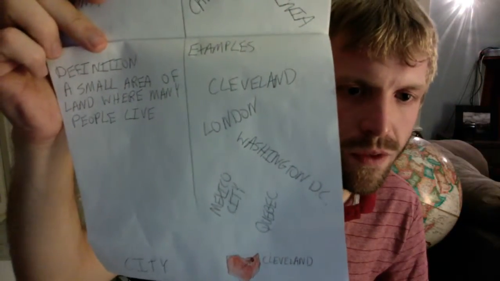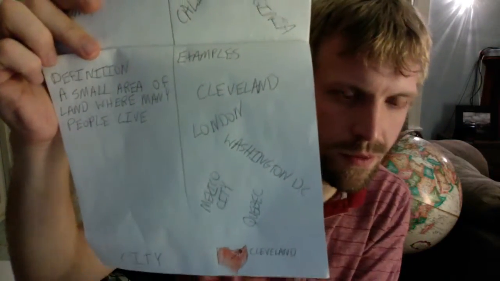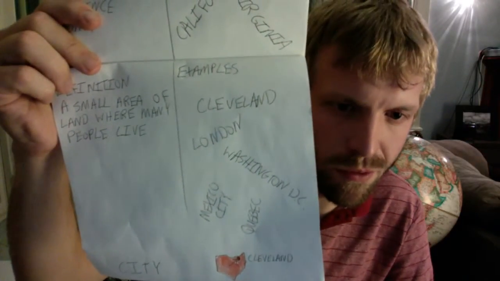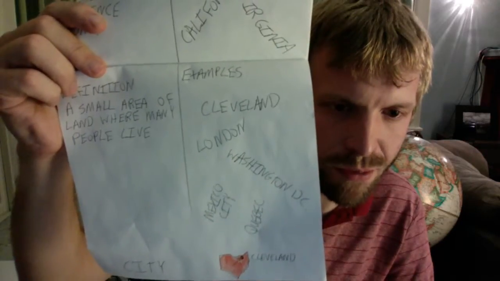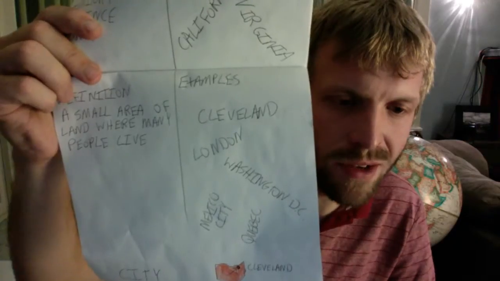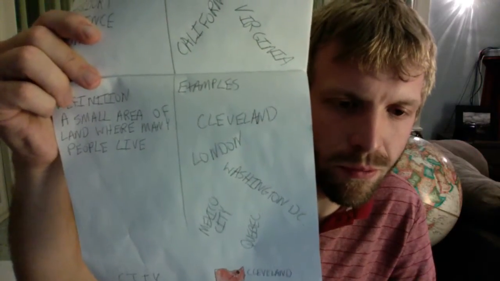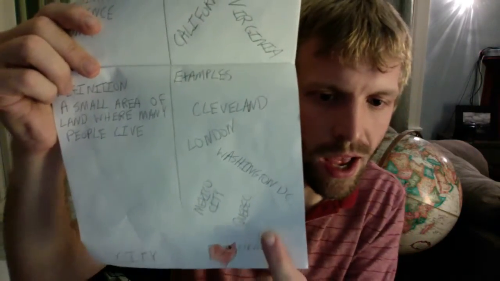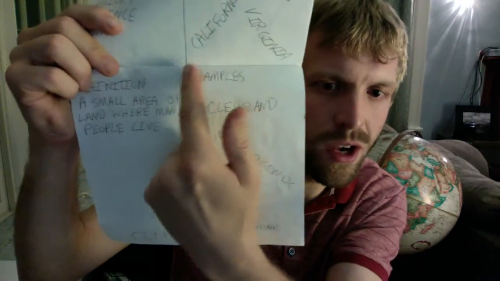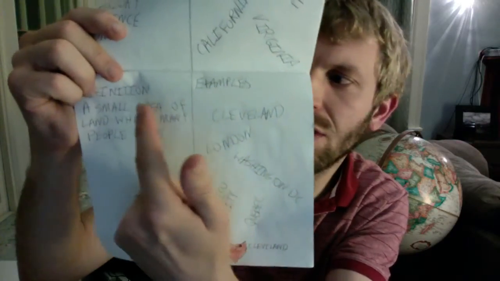So, for example, let's look at my cities. Definition of a city: a small area of land where many people live. If you need to pause to write that definition, please do. Definition of a city: a small area of land where many people live. Notice I have a line midway. I've written the word example, and I've written the word definition.